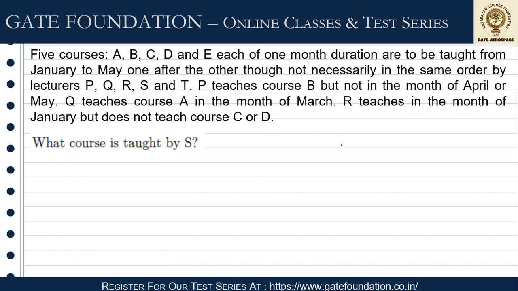Let's see what data has been given. We have 5 courses A, B, C, D, and E, each of 1 month duration, to be taught from Jan to May. As I told you, form the table. Let's start from Jan, then Feb, then March, then April, then May. These are 5 months, and the 5 courses are to be taught, though not necessarily in the same order, by lecturers. So we have 5 lecturers here: P, Q, R, S, T.